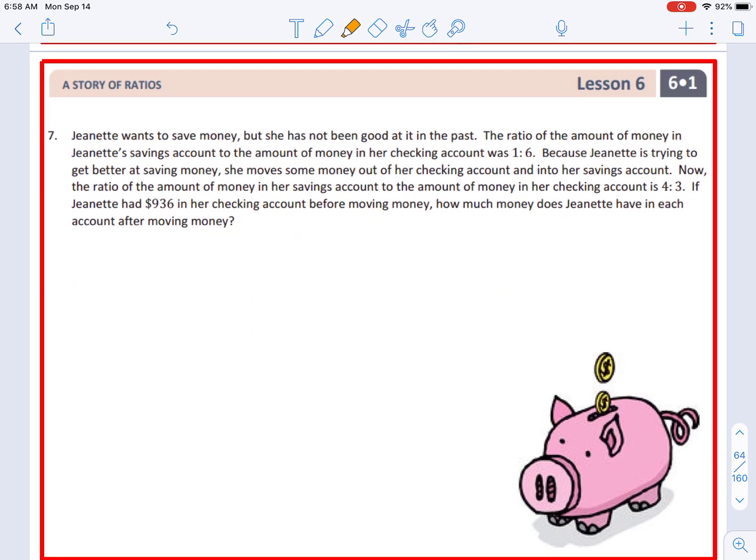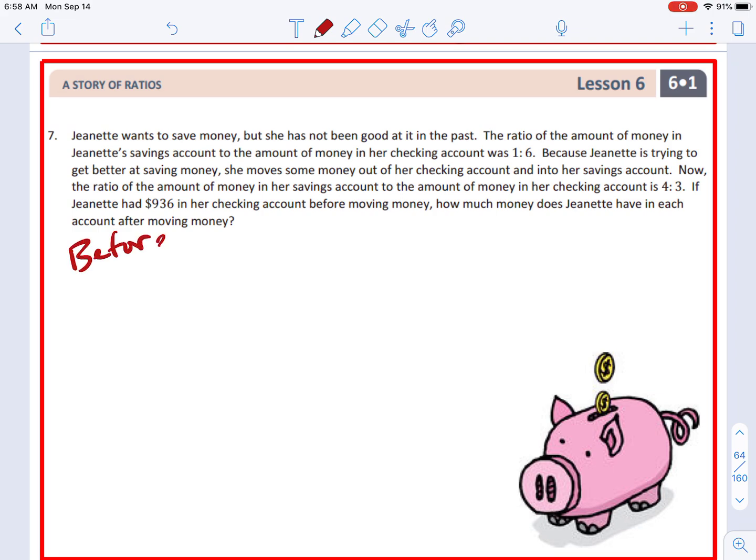Okay? Last problem, guys. Jeanette wants to save money, but she has not been good at it in the past. The ratio of the amount of money in Janet's savings account to the amount in her checking account was 1 to 6. Because Janet is trying to get better at saving money, she moved some money out of her checking account and into her savings account. Now the ratio of the amount of money in her savings account to the amount of money in her checking account is 4 to 3. If Janet had $936 in her checking account before moving money, how much money does Janet have in each account after moving money?